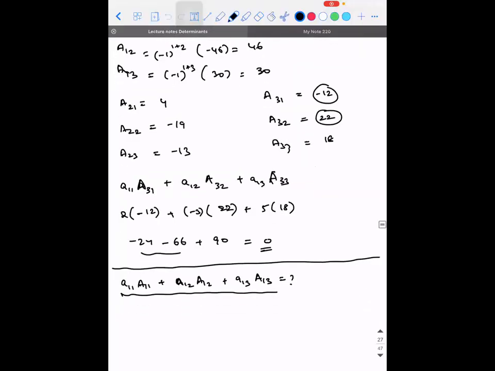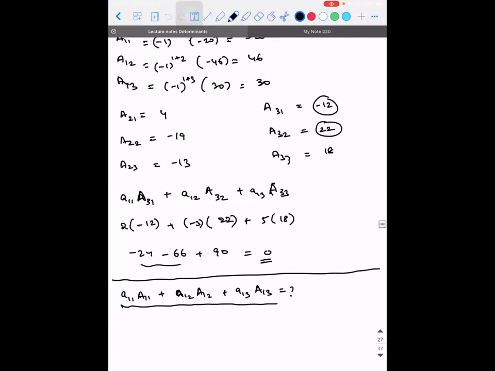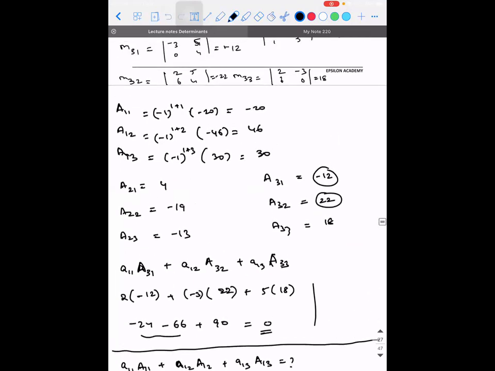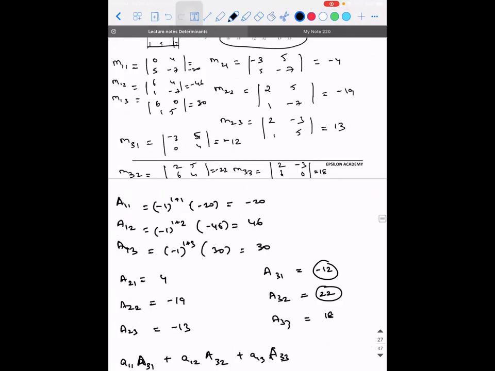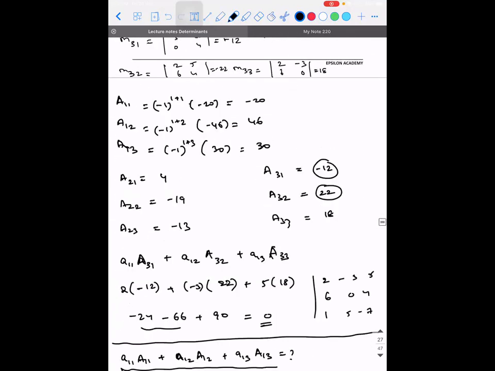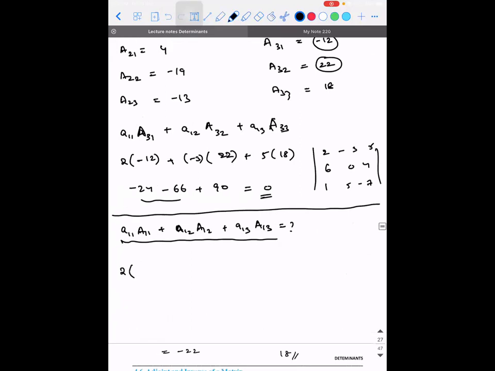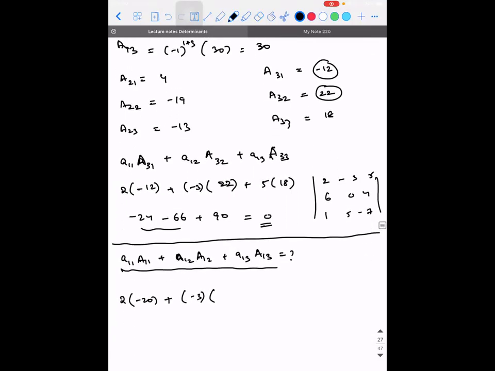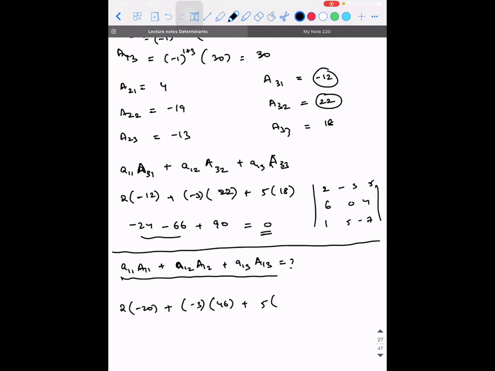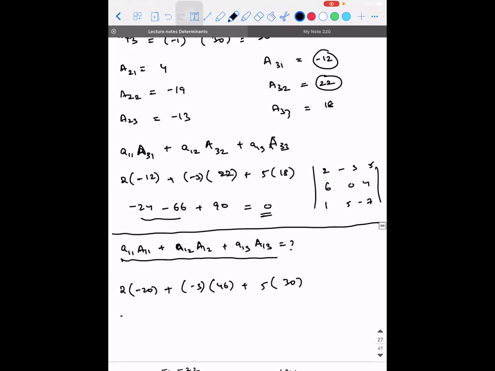So A11 into cofactor of A11. So what is the matrix? 2 minus 3, 5, 6, 0, 4, 1, 5, minus 7. Tell me, A11 is 2 into cofactor of A11 is minus 20, plus minus 3 into A12 is 46. Yes. A13 is 5 into 30. So how much is the answer? Minus 40, minus 28. Minus 28.